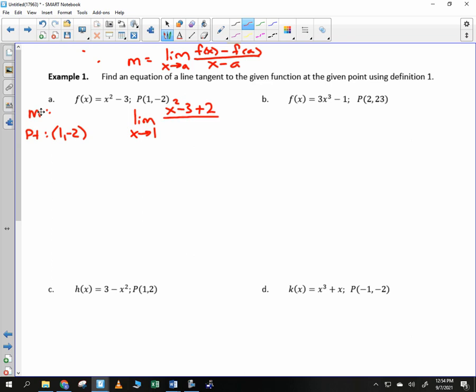Divided by what is on the bottom? X minus what? And the a value is 1. So look at what we have. The limit as x approaches 1 of, what does the top become?